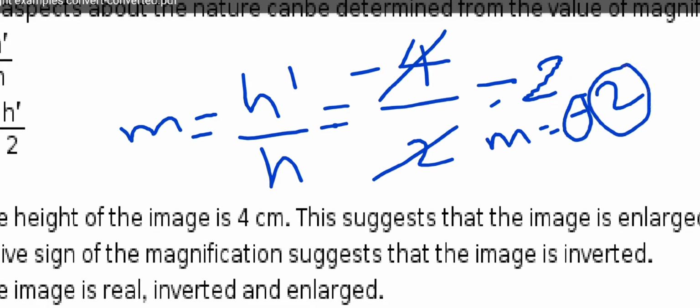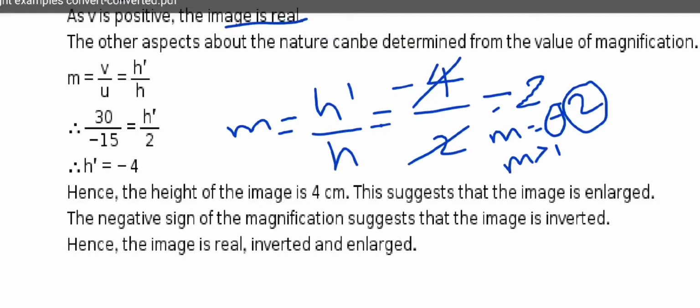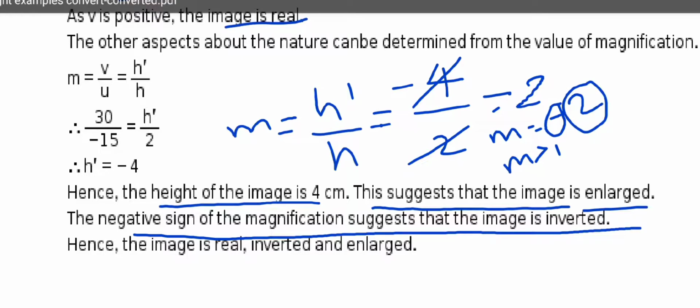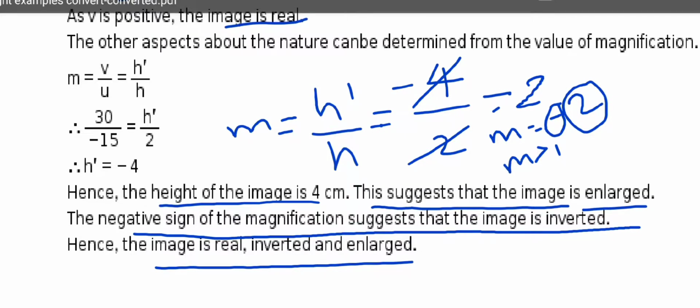2 is greater than 1, m is greater than 1, so that is why the image is enlarged. Okay, so hence the height of the image is 4 centimeter. This suggests that the image is enlarged. The negative sign of the magnification suggests that the image is inverted, that is the image is real, inverted and enlarged. Hope you have understood. So this completes the examples in the case of the light chapter. Now we will move on to the textual questions.